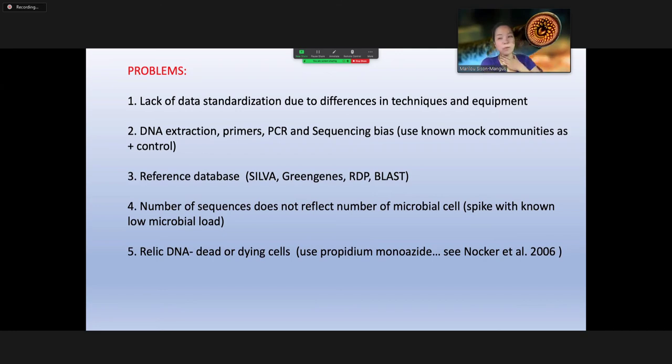Okay, what about the number of sequences not reflecting the number of bacteria? This is something that I want to emphasize as well. When you see your sequence profile, you would think that this particular bacteria is very dominant in this system, in this sample.